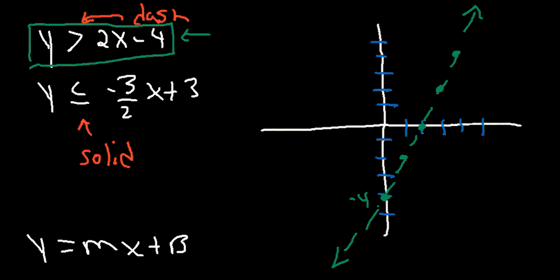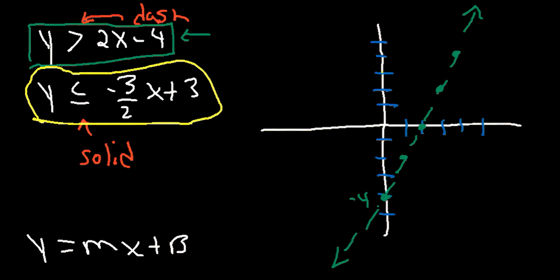So now let's graph the other equation. The y-intercept is at 3, and the slope is -3 over 2. That means as you move 2 units to the right, the run is 2, the rise is -3. So we need to go down 3. So over 2, down 3, and then over 2, down 3 again. And then over 2, down 3. And it's going to be a solid line.